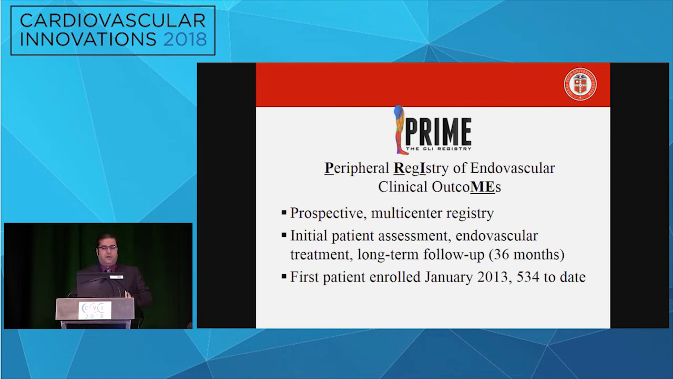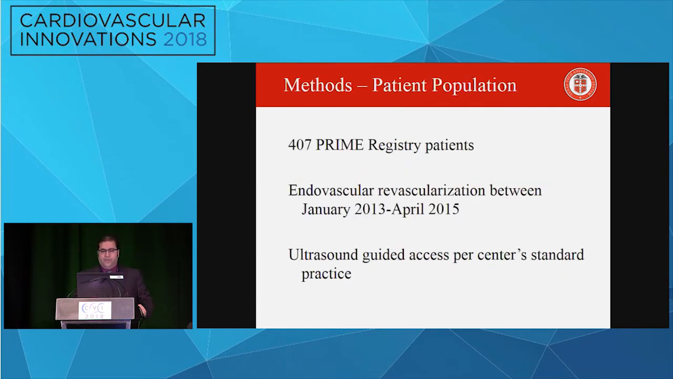This is the PRIME registry that Dr. Mustafa and Saab are working on, and I had a chance to work with them on this, Peripheral Registry for Endovascular Clinical Outcomes. So this is a prospective multi-center registry, initial patient assessment, endovascular treatment, long-term follow-up for 36 months. First patient was enrolled in January. So 407 PRIME registry patients, endovascular revascularization between January and April, and ultrasound-guided access per center standard practice.